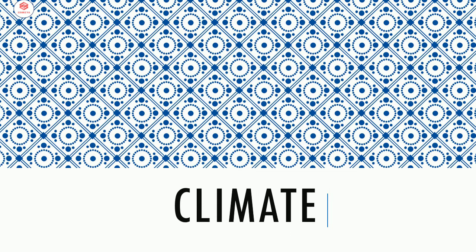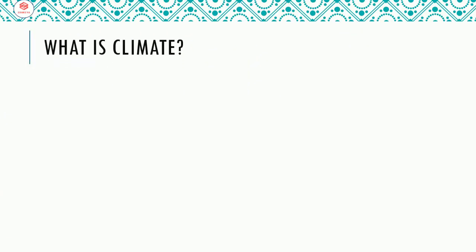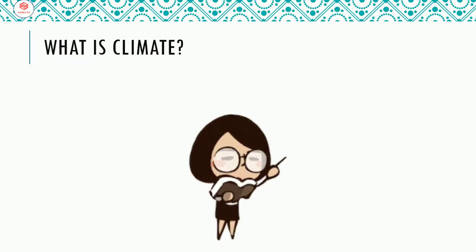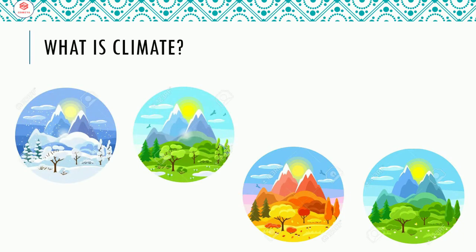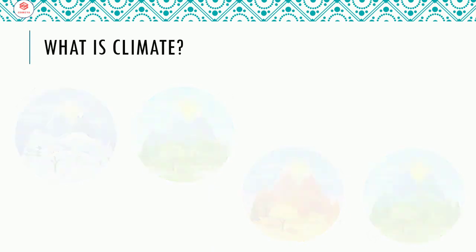Today we are going to see the topic climate and the factors affecting the climate of the earth. What is climate? The climate is the average weather condition of a particular place over a long period of time. For example, 30 to 40 years. Deserts have a hot and dry climate, whereas tropics have a hot and wet climate due to rainfall.